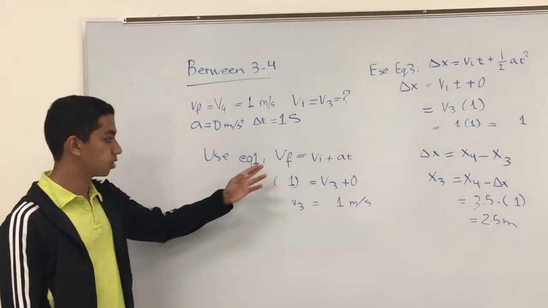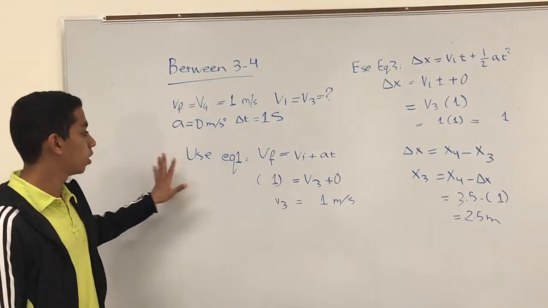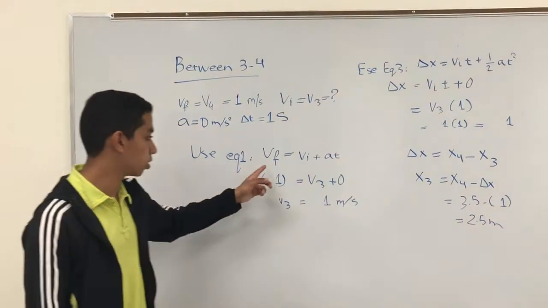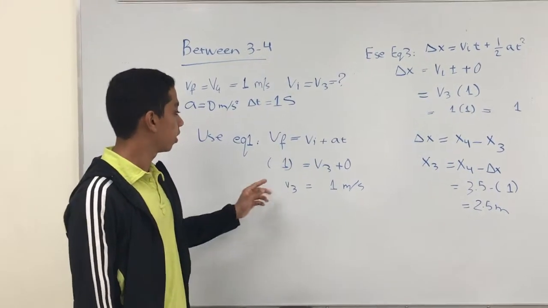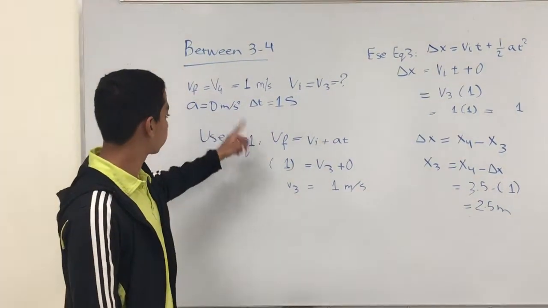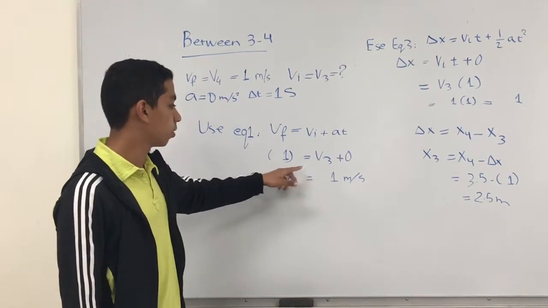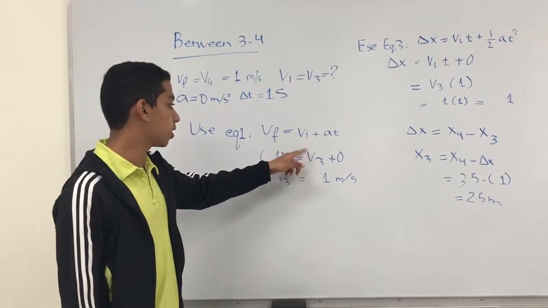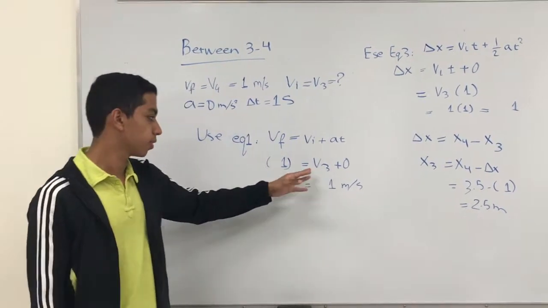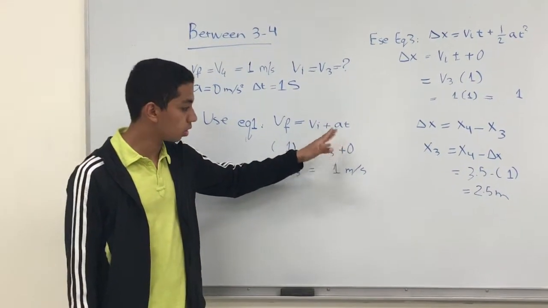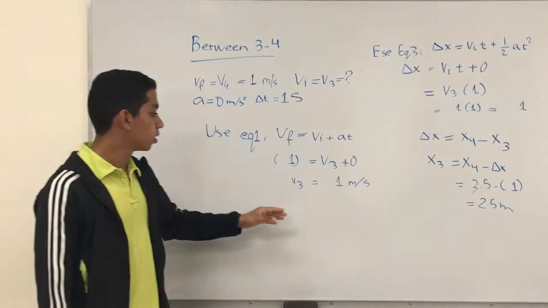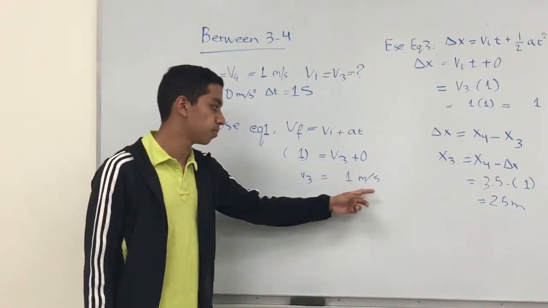So in order to get the Vi, we use equation 1, which is Vf equals Vi plus a times t. So we have Vf here, so we plug it in: 1 equals Vi, which is our V3 here, so we just write V3, and since a is 0, all this equals 0. So V3 equals 1 meter per second.